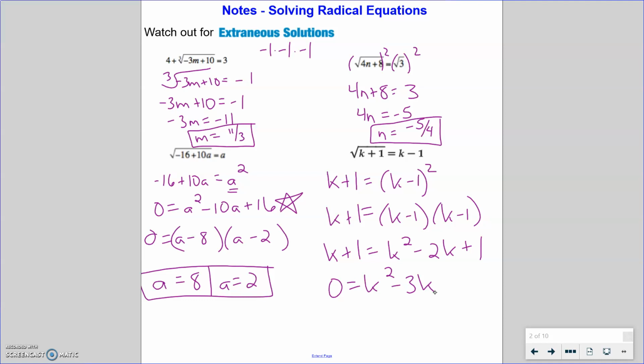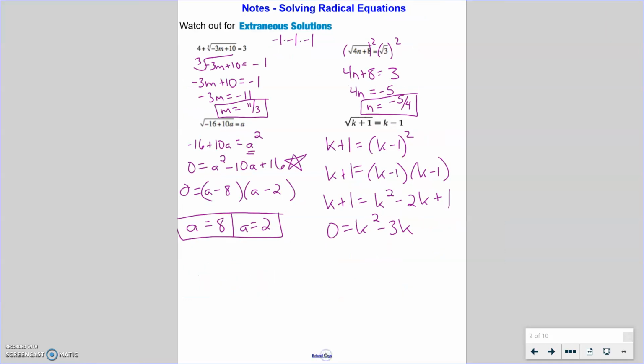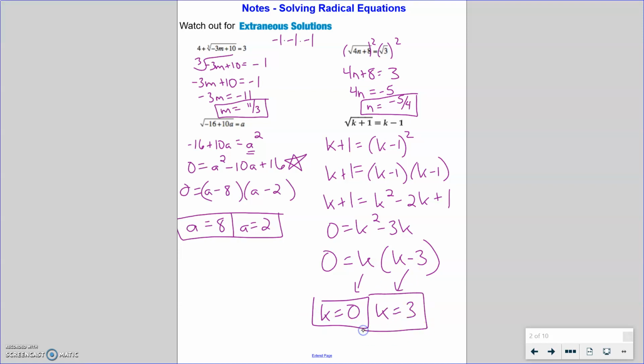So I say, okay, well, how am I supposed to factor that one? Well, this one, there's a GCF. I can take k out of both of those terms, and that's like a GCF, right? So one of my solutions is k equals 0, and the other one is k equals 3.